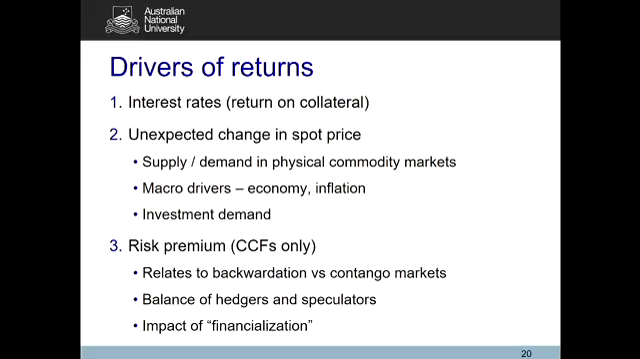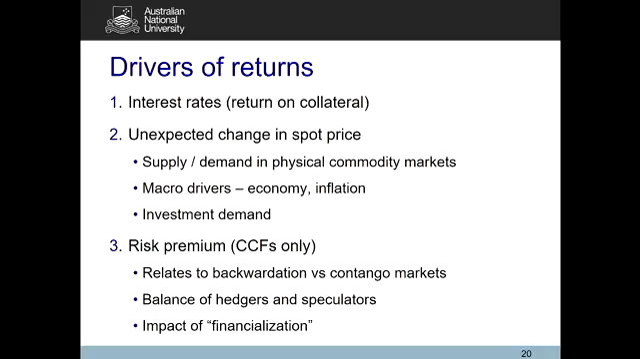The third one is the risk premium. And sorry, let me rephrase what I just said. The first and the third apply to collateralized commodities futures funds. The second applies to both CCFs and a physical investment in the commodity. Obviously, the risk premium only applies to CCFs because it's all about the difference between the futures price and the expected future spot price. If you're not investing in futures, then your returns aren't going to be affected by this risk premium that's part of the theory of normal backwardation.